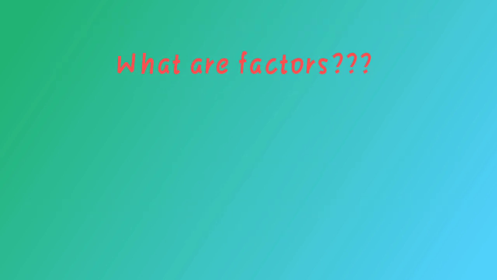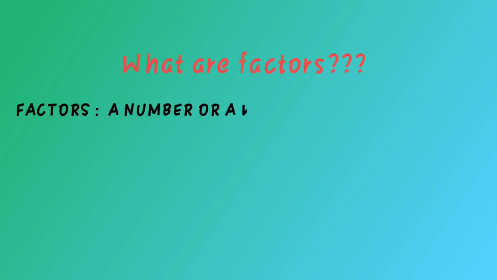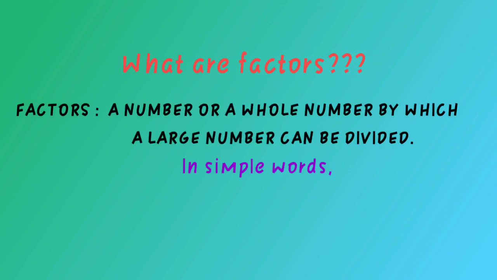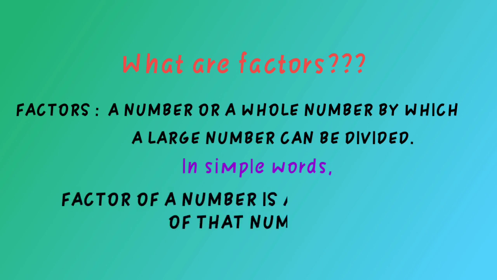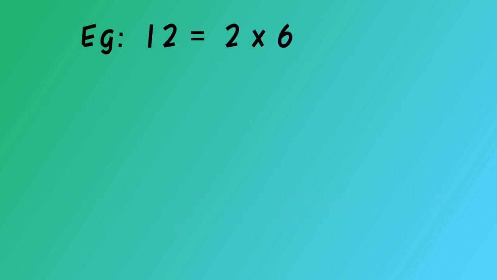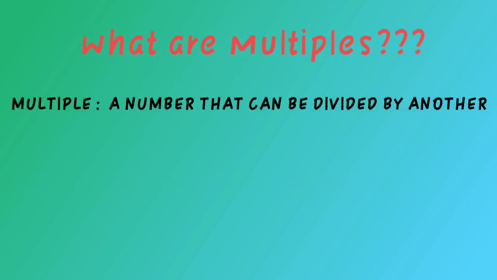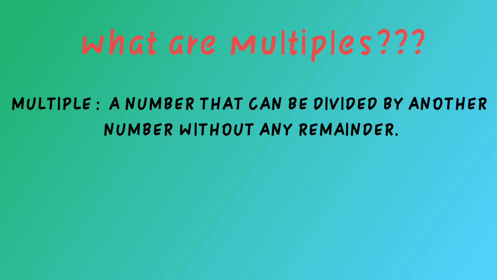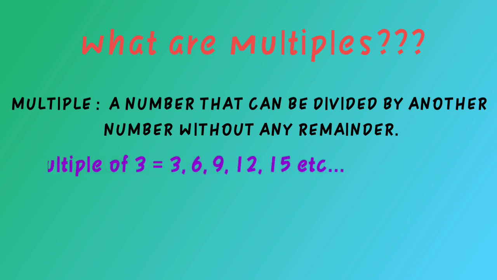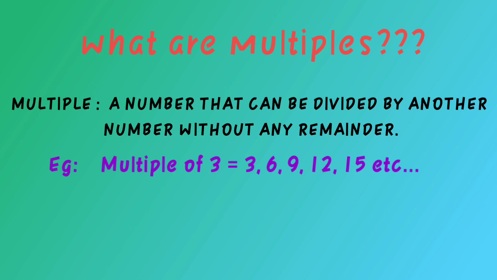So now you understand what are factors? A number or a whole number by which a large number can be divided. In simple words, factor of a number is an exact divisor of that number. Another example is 12 equals to 2 into 6. Here, 2 and 6 are the factors of 12. Similarly, 12 becomes the multiple of 2 and 6. So, what are multiples? A number that can be divided by another number without any remainder. For example, multiple of 3. 3 के multiples क्या क्या हैं? 3, 6, 9, 12, 15, etc. These are the multiples of 3.